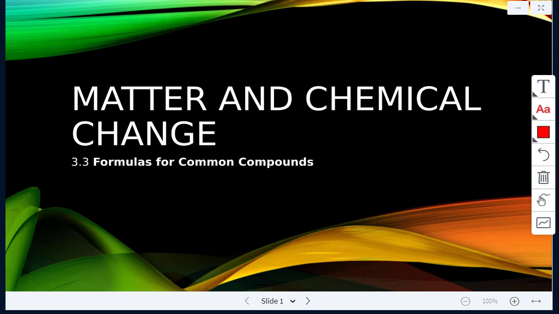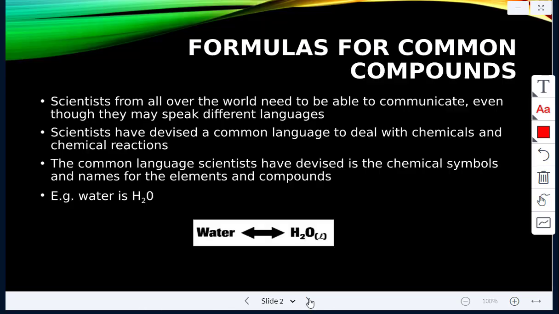Okay, so this is lesson 3.3, formulas for common compounds, and you will have to use the periodic table for this section to get formulas. All right, so scientists from all over the world need to be able to communicate. Even though they're speaking different languages, they need a common language in chemistry so that scientists all over the world are talking about the same chemicals and the same chemical reactions.